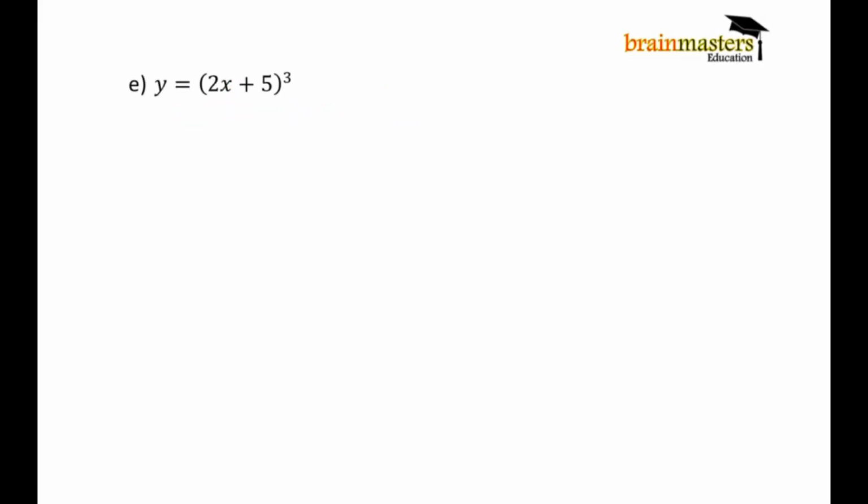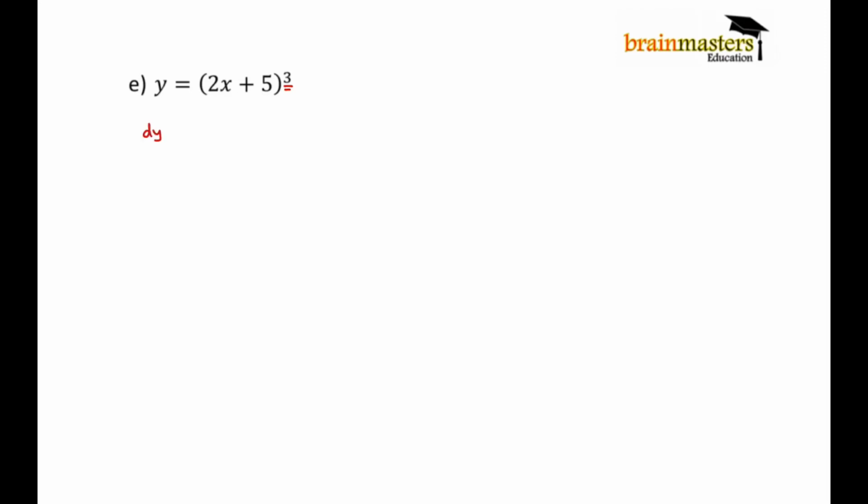Alright, let's look at the fifth question now. This is slightly different from whatever we have done for the last four. For this question, if you notice, my power 3 is actually outside the bracket. In this case, I'm still using the same chain rule, power bring down, power minus 1. So let's see how it goes.